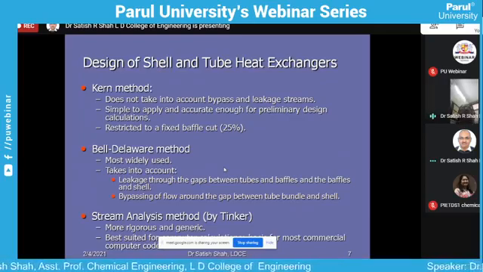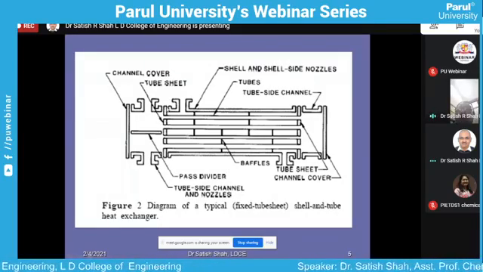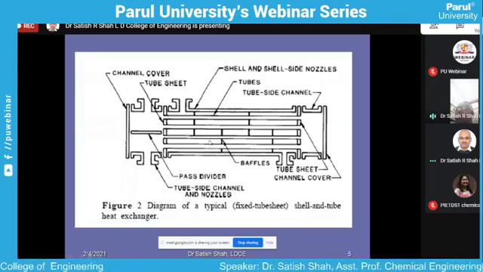See, Tinker has told that, I'll just again go back to the heat exchanger figure. See, here, when the shell side fluid is moving, suppose entering here, what we have assumed is that it will flow like this.